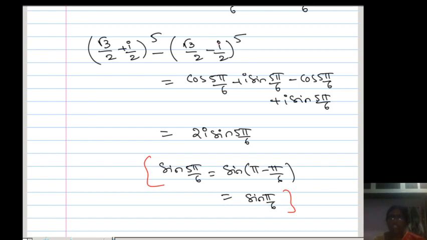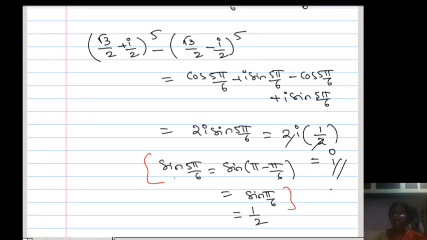What is the value of sin π/6? Tell me. Sin 30 degrees, 1 by 2. Okay, so the value of sin π/6 is 1 by 2. So I simplify here 2i into 1 by 2, the 2 cancels. So your answer is i. So what is our RHS now? i. So this is your second bit, fourth problem.